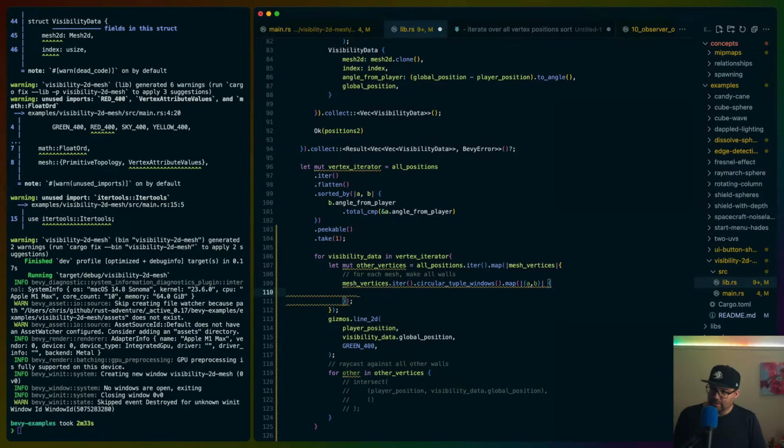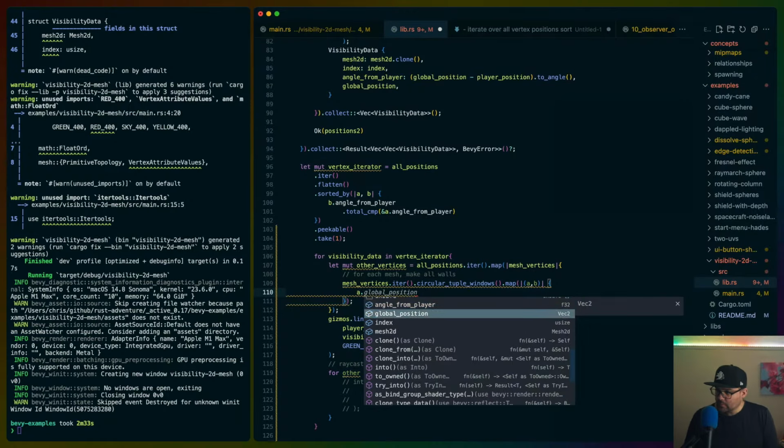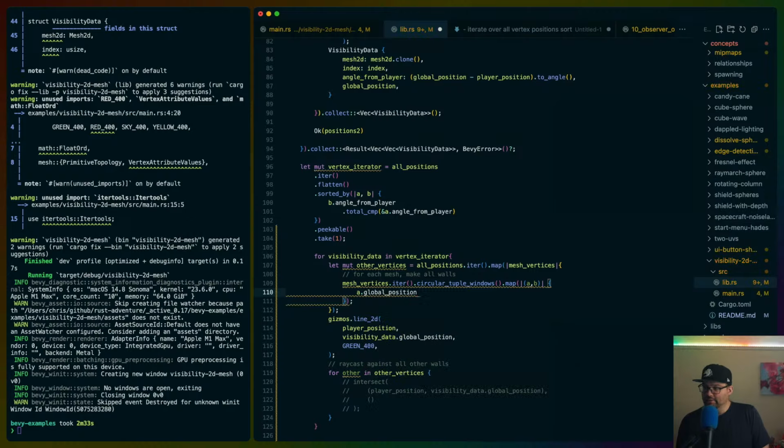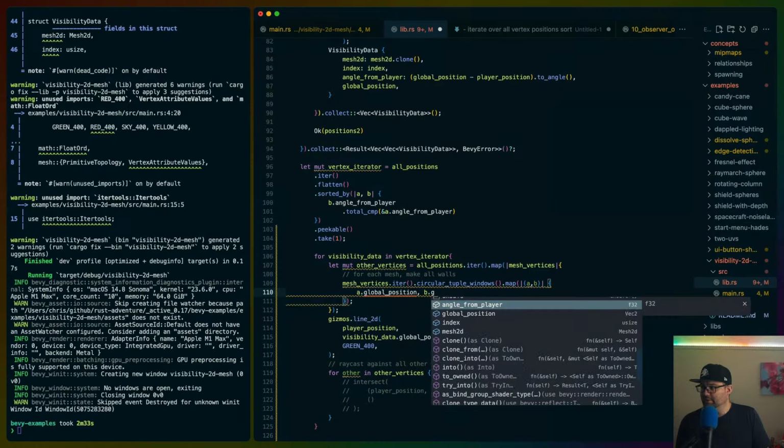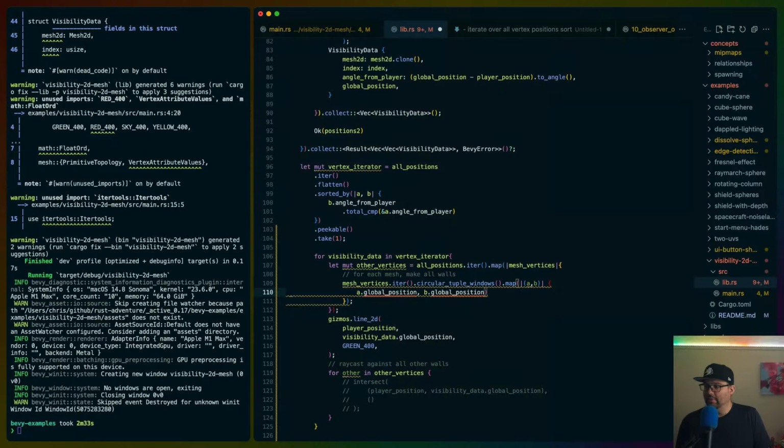So we've got the visibility data for both of these points. These are the global positions, right? So A dot global position, B dot global position. And this is just our point, right? So vec2, this is our line actually, sorry. So we're going to return this tuple. And we're going to make this flat map. And we're going to collect, do we need to collect this? I think we're just iterating over all of them, right?